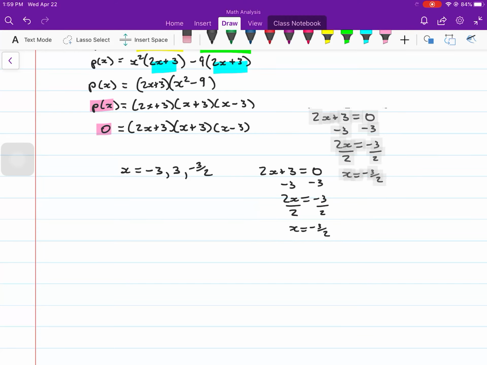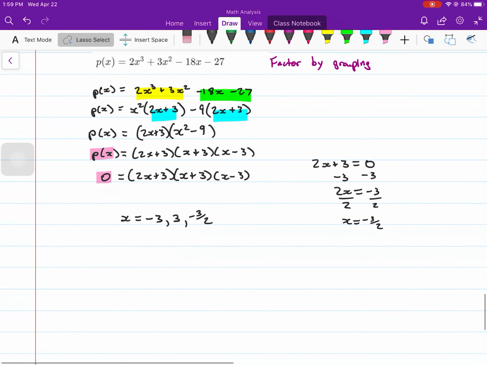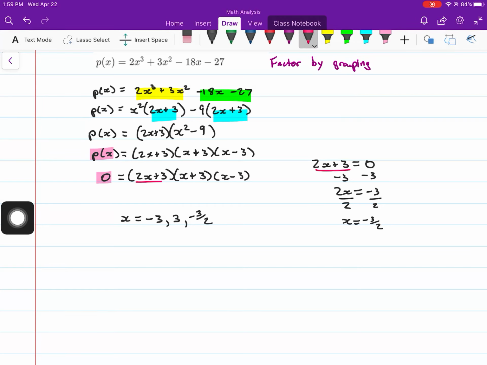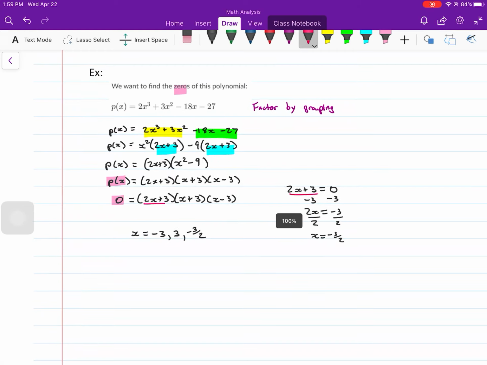So I'm just going to take that. Let me just move this over here. Just a heads up with that 2x plus 3, let me just underline that so we can see where that came from. And there you are.